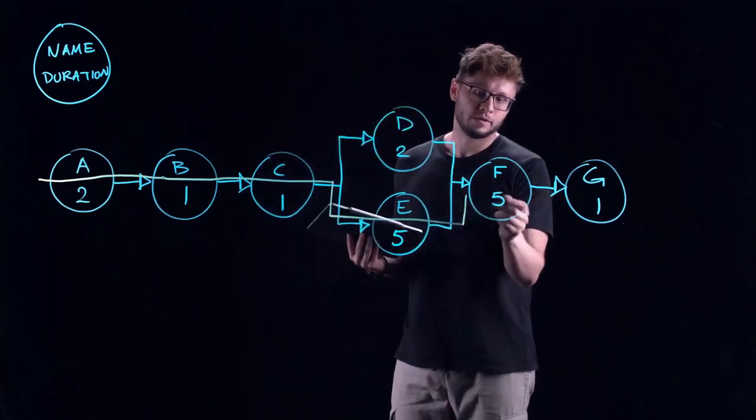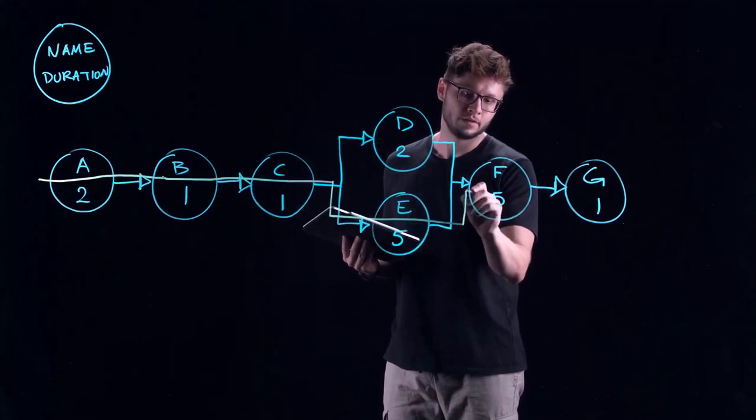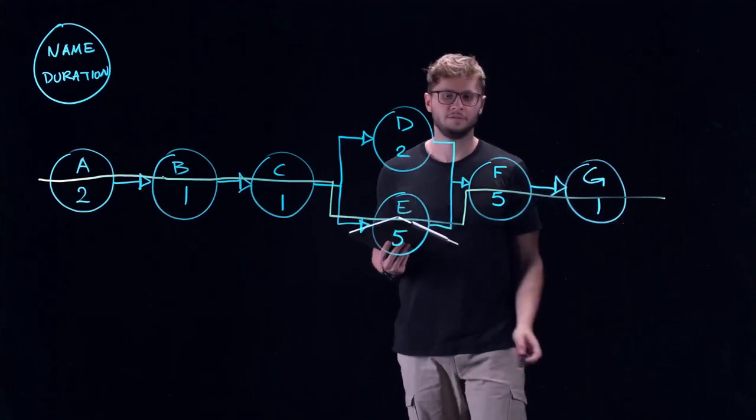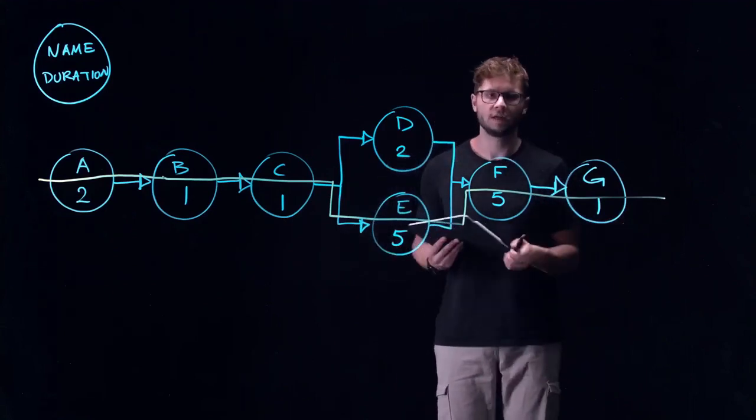Obviously then it goes to the only next activity on the schedule, which is activity F, and it finishes with activity G. So in orange there, that is our critical path.